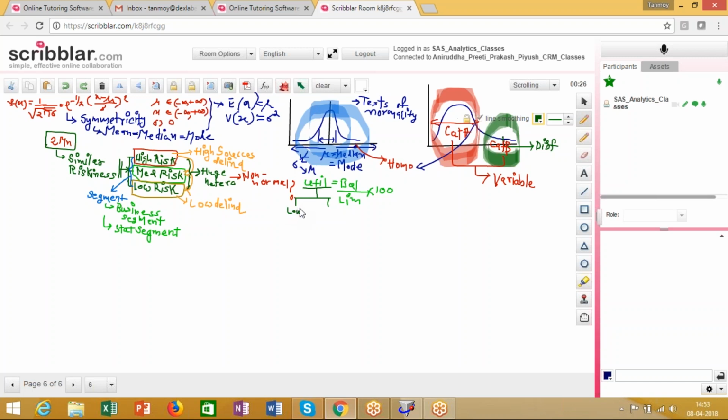I mean, it will be relatively low in relation to the low risk segment. And the utilization for the low risk segment would be relatively high, right? So basically the utilization of a high risk segment will be very high, and that of the low risk segment will be very low, right? Now why is this actually happening?